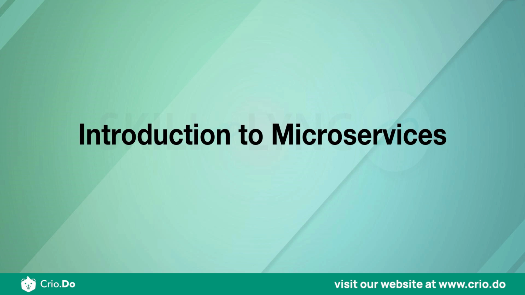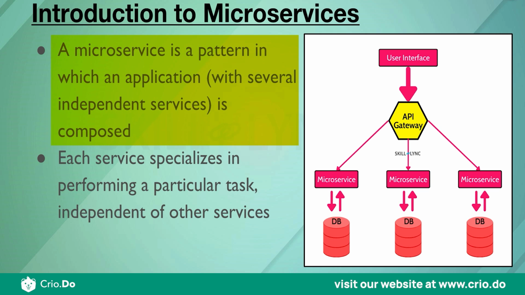I'll just dive a little deeper into microservice architecture and understand what it's all about. So microservice is a pattern in which an application is composed of several independent services. As you can see in the picture on the right-hand side, we have a user interface which will be talking with the API gateway. The API gateway is a component which listens to the requests coming from the UI and then decides which microservice this request has to be routed to.